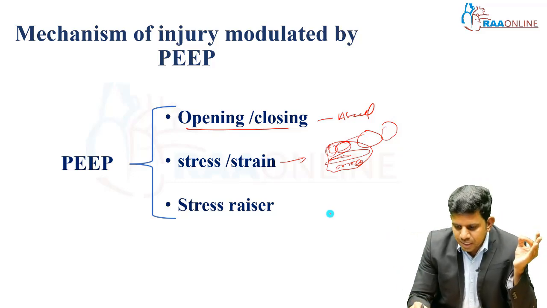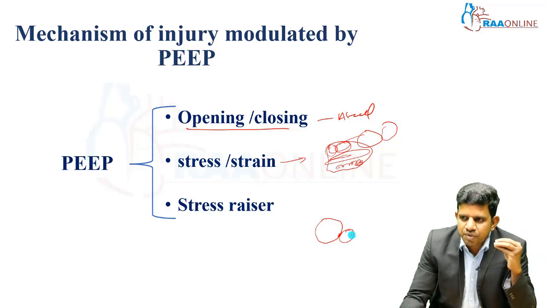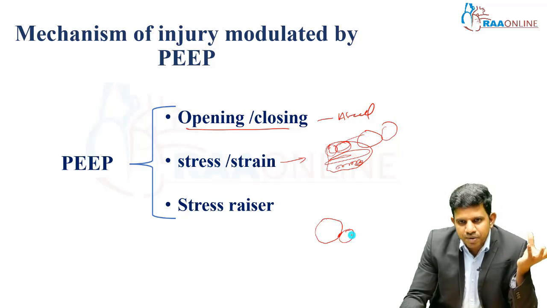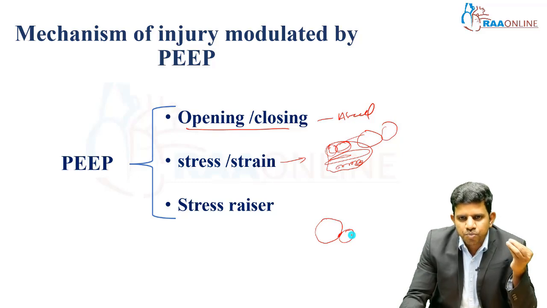What is a stress riser? Some parts of the alveoli are normal, and some parts will be partially collapsed. At the junction between these two alveoli, the pressures will be multiplied, the stress will be multiplied. For example, if the lung is more inhomogeneous, which means some part is collapsed, some part is partially collapsed, some part is normally ventilated, what will happen? At the junction between the partially collapsed or collapsed alveoli and the normal alveoli, the pressures will be multiplied because of the heterogeneity. It causes more lung injury.